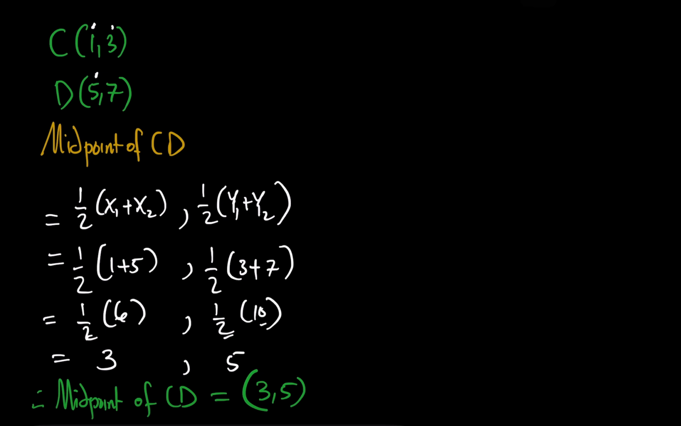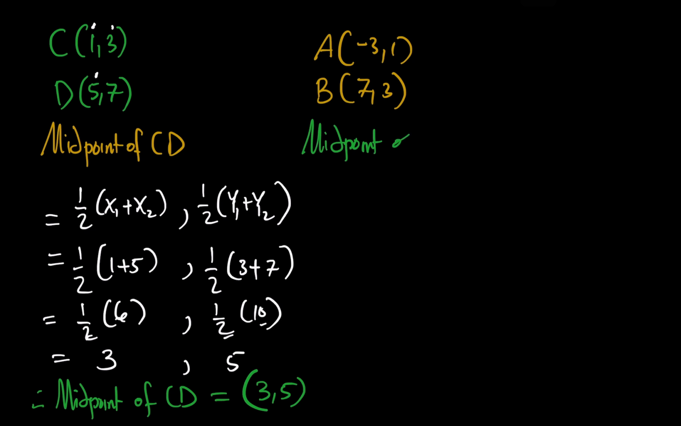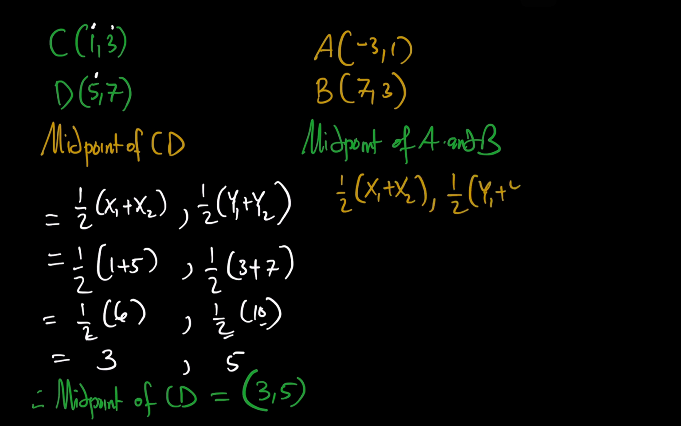Another question. We have point A. Point A is -3 and 1, and our point B is 7 and 3. And we're looking for the midpoint of AB. Okay, the midpoint of A and B. And so to do that, we said that it's a formula. It is half multiplying the sum of the different x1 and x2. I also have the sum of y1 plus y2, like that.